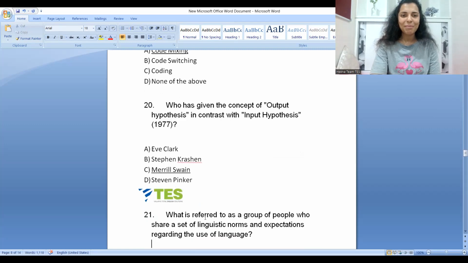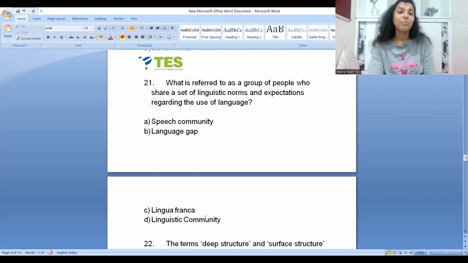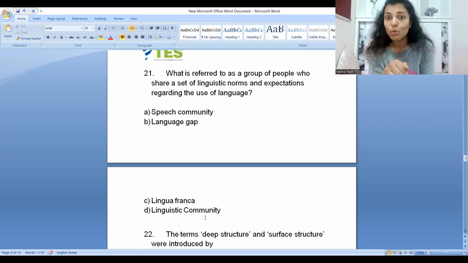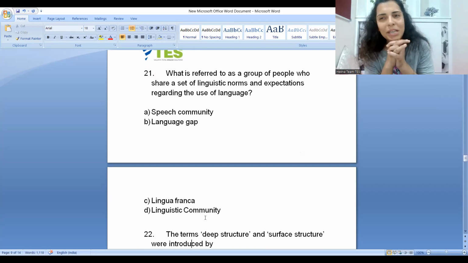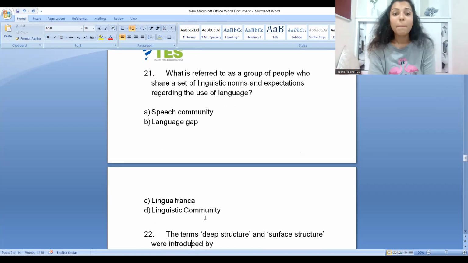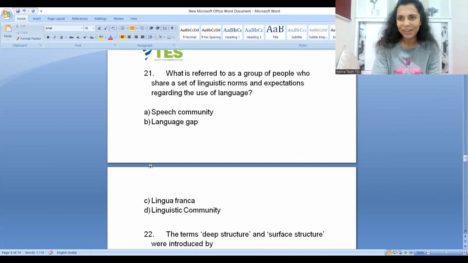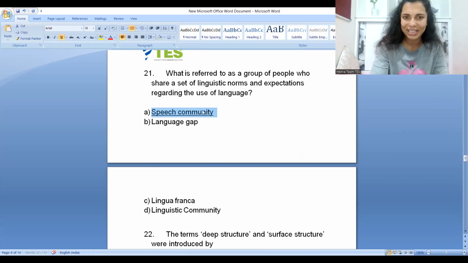Okay. Question number 21. Here it is. What is referred to as a group of people who share a set of linguistic norms and explanations regarding the use of language? Option A, speech community. B, language gap. C, lingua franca. Or D, linguistic community. You know it? It is option A, speech community.